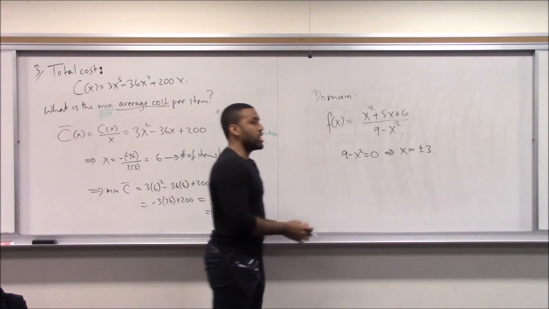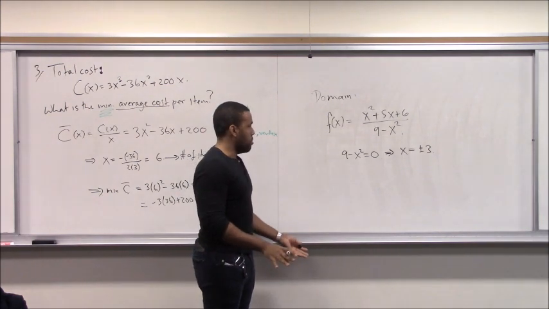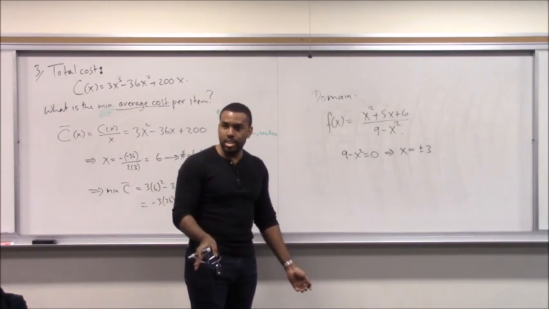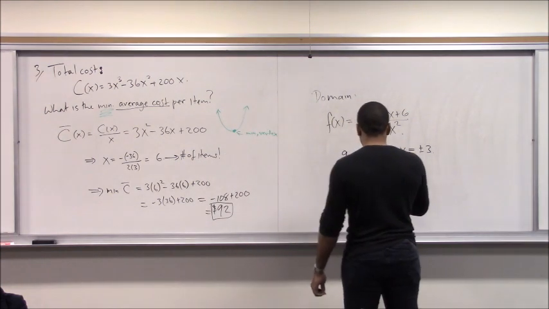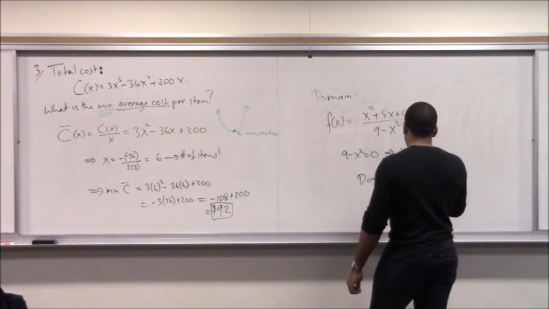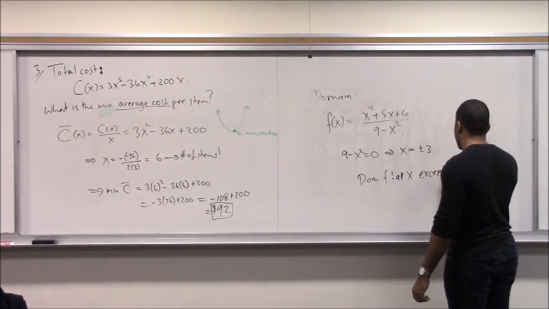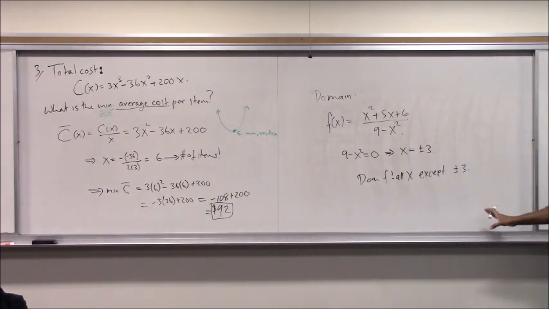The domain is everything other than that. That was the entire problem. Maybe 2 people got this question correct out of the whole class. That's it. So for you to just say the domain of f is all x except plus or minus 3, that was the problem. You would get 5 points for doing that. Most people got this wrong.